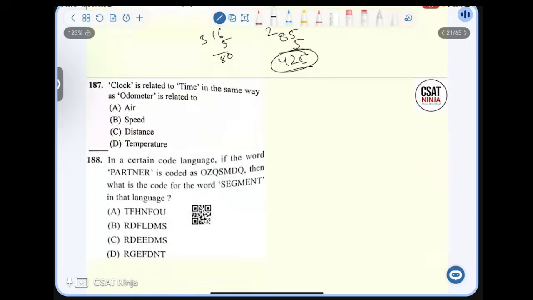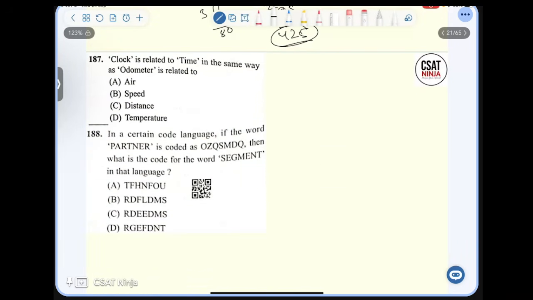So let's go to next. Question 87. Clock is related to time. That means clock gives time. And odometer, that means the speedometer that you see in your car. Odometer will give what? Distance, right?